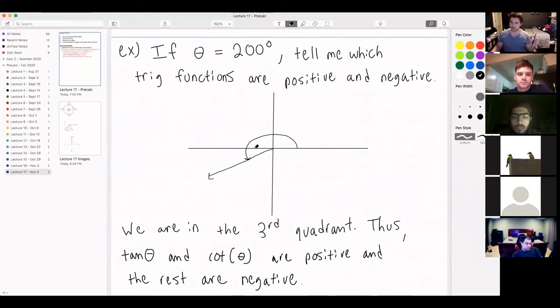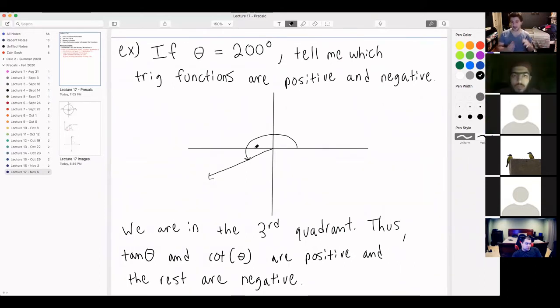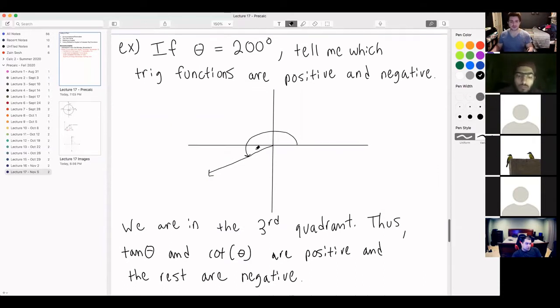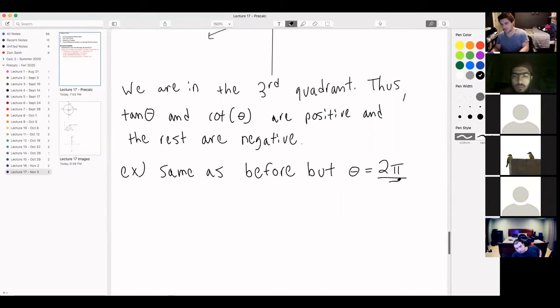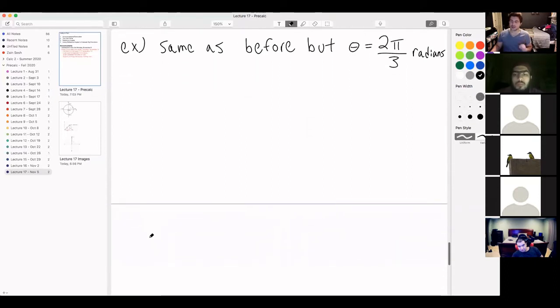All right, we're going to do some more because this is actually very fundamental. So I actually want to get a lot of practice with this. All right, let's do another one. So another example, same as before, but let theta be equal to 2 pi over 3 radians. I want you to tell me which trig functions will be positive and which will be negative.